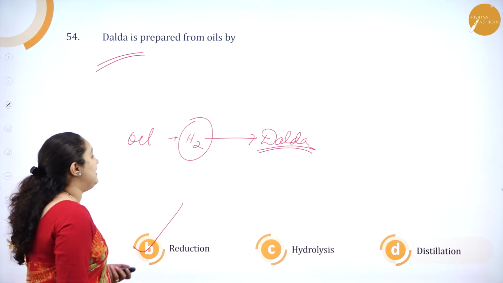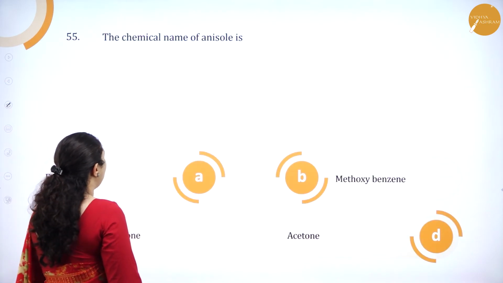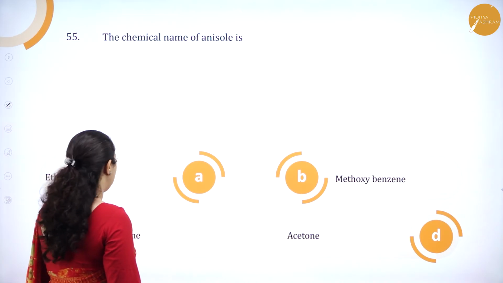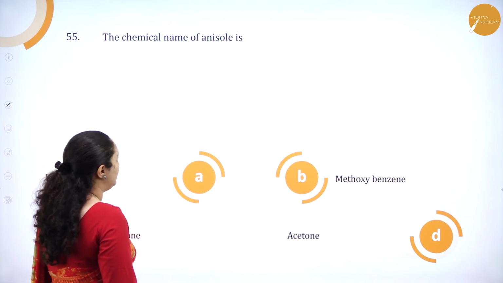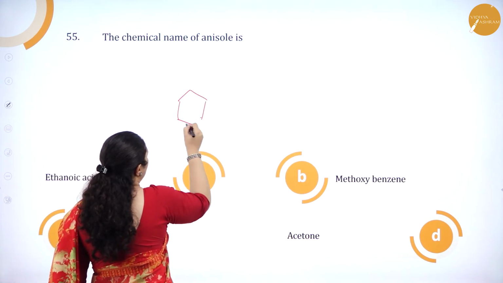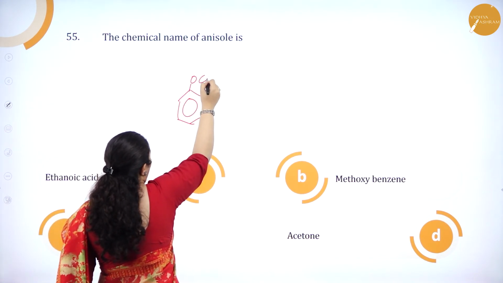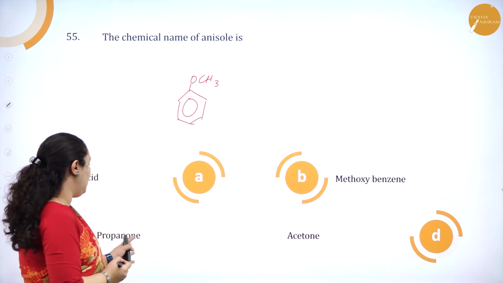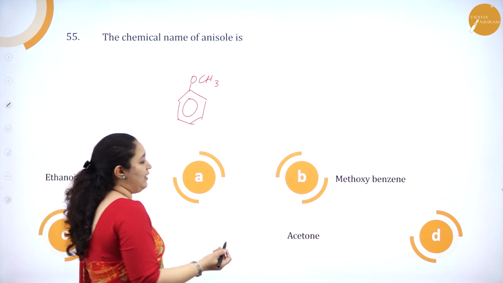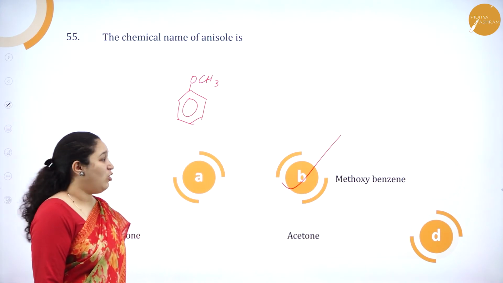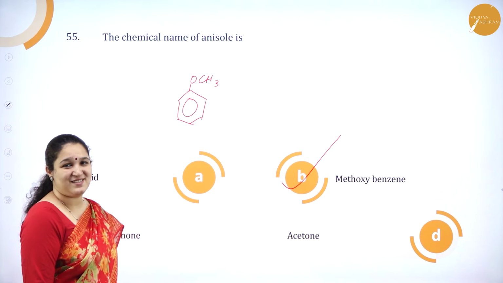Okay, next question. The chemical name of anisole is ethanoic acid, methoxybenzene, propanone, acetone. Anisole contains a benzene ring. So even if you don't know the name, you can actually work it out. Ethanoic acid does not have a benzene ring. Propanone or acetone does not have one either. It should be methoxybenzene. So option B is the correct answer.